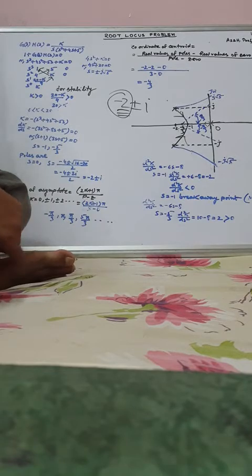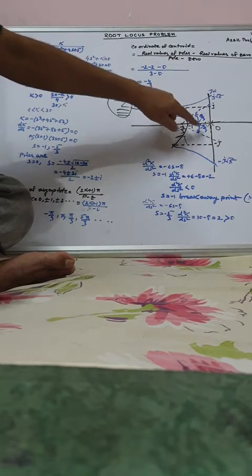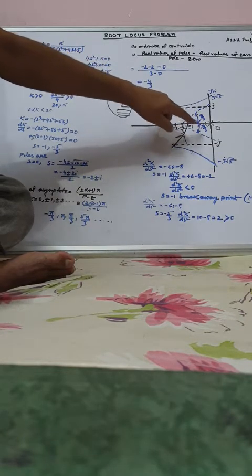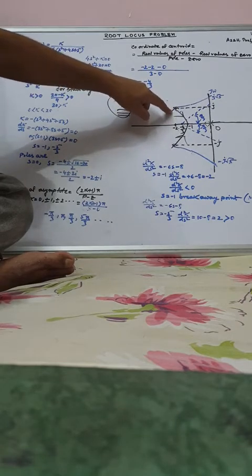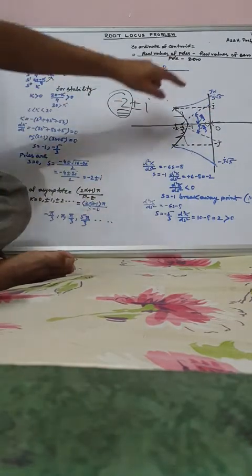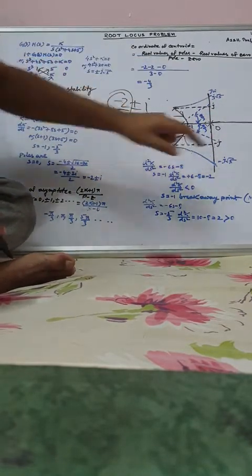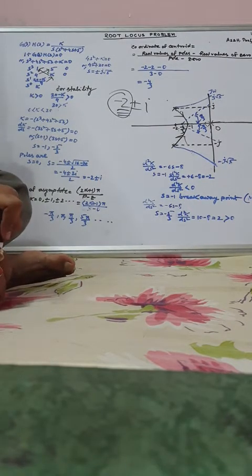So this is your root locus plot. This is the coordinate of the centroid. These are the angles of asymptote, π/3 and -π/3. These are the three poles, -2 + j, -2 - j, and 0. And this is the cutting point at the jω axis, j√5 and -j√5. So this is your root locus problem number 5.